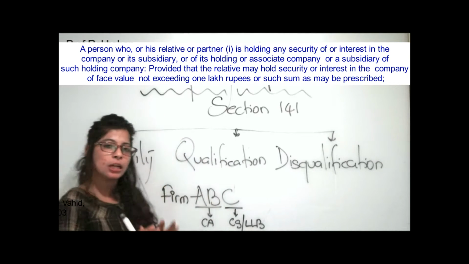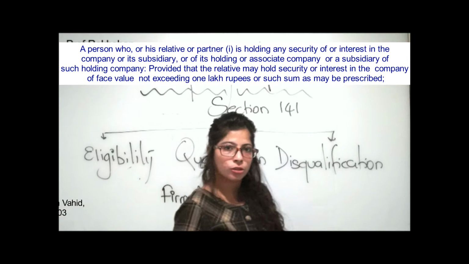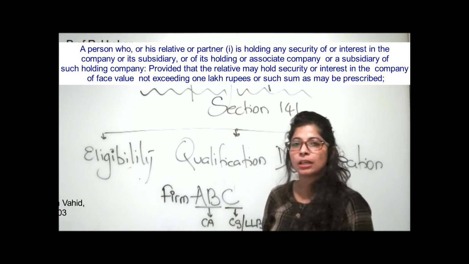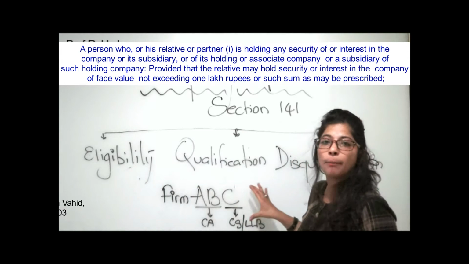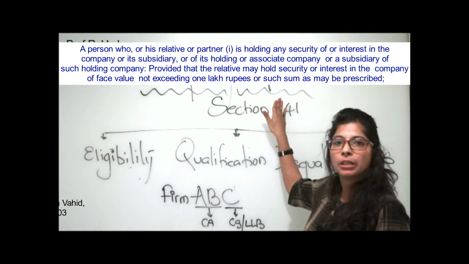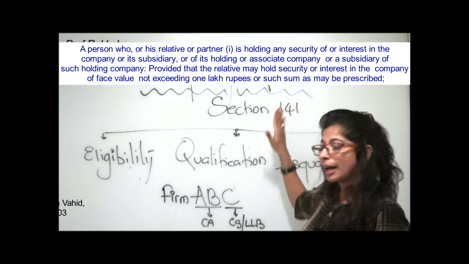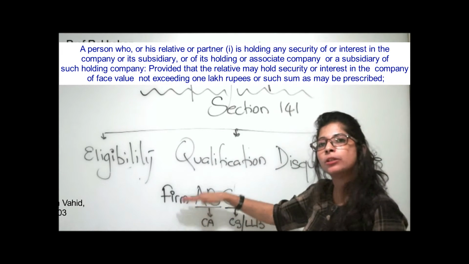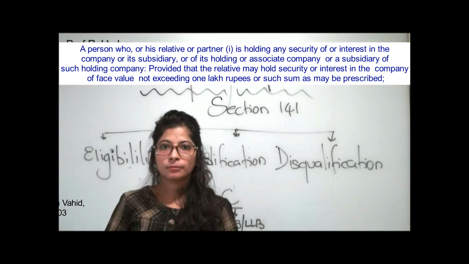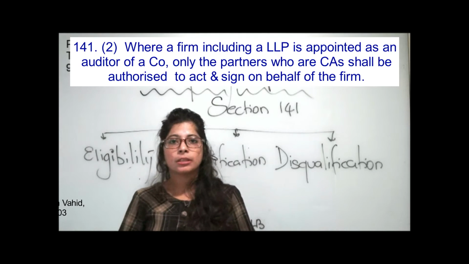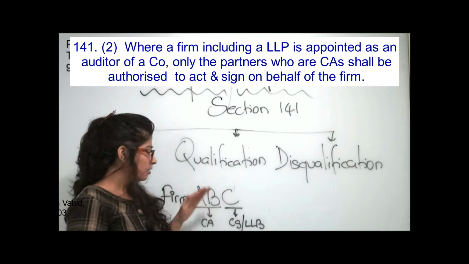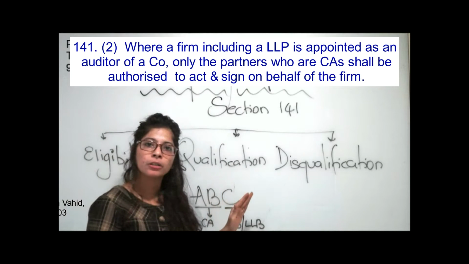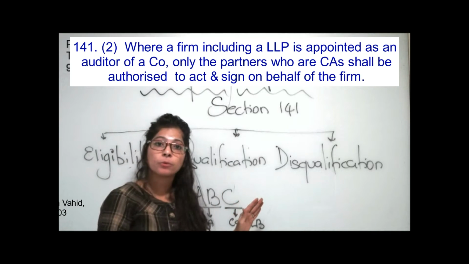We studied initially about the eligibility and the qualification. It's only when these conditions are fulfilled by the majority of the partners that the firm will be appointed as the auditor of the company. So in this situation, I can have firm A, B and C to be the auditor of a company. Now having understood that the firm can be appointed as an auditor of the company, can C sign the audit report? The answer is no.